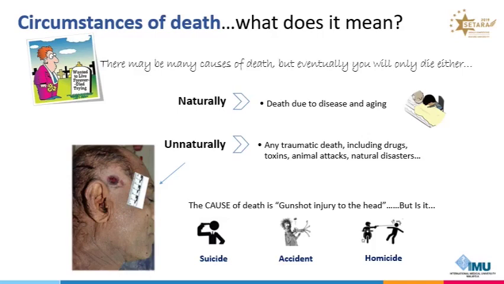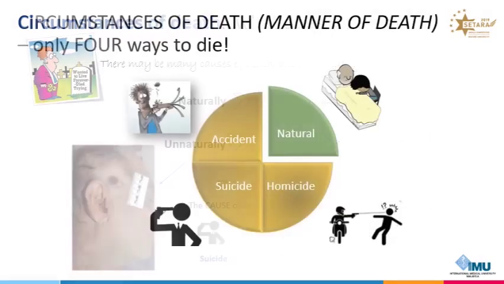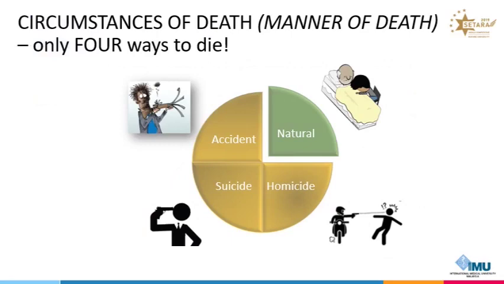So you see, any type of unnatural death can also occur under these three circumstances, that is, suicide, accident, and homicide. So eventually, a person would die under four circumstances or four manners of death, that is, natural, accident, suicide, or homicide. And of course, accident, suicide, and homicide would be grouped as unnatural circumstances. So this is the main understanding or definition of circumstances of death, and you have to be very clear on that.